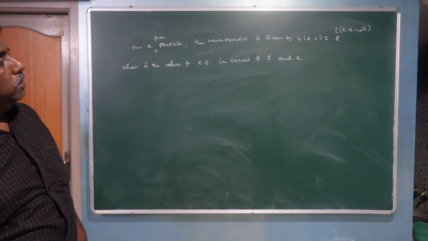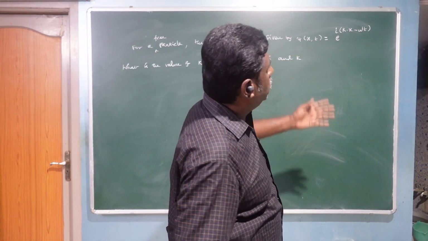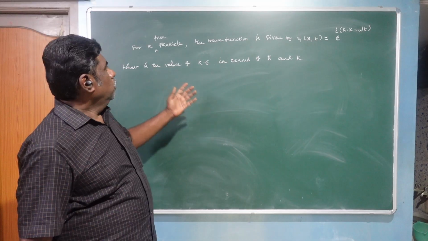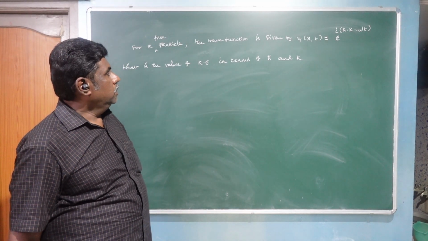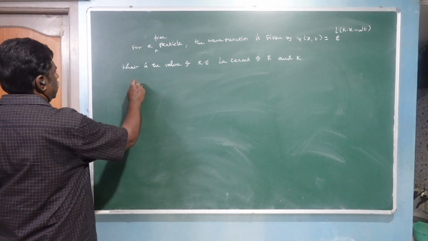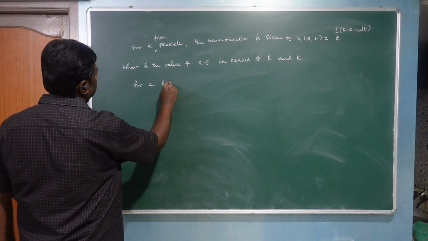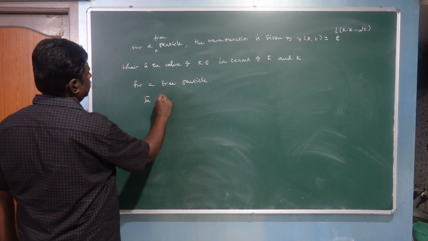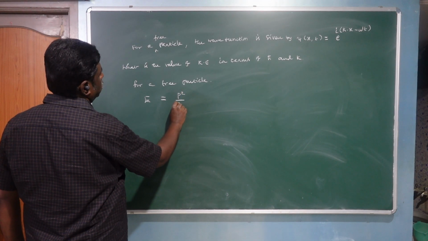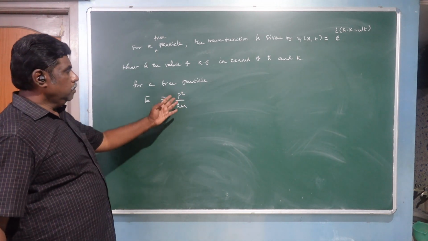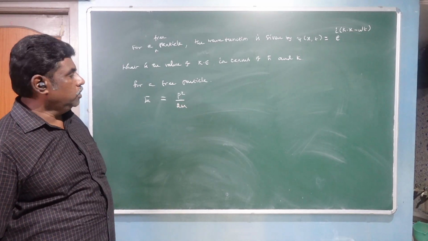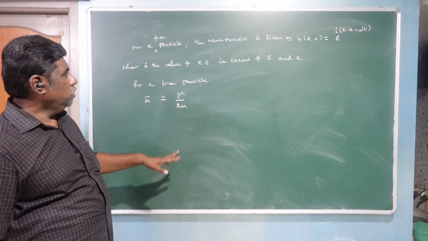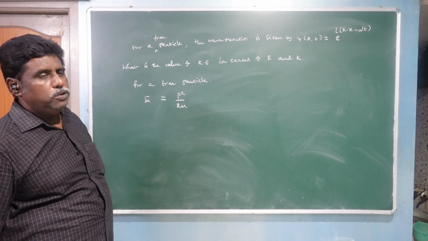Here a wave function is given to you, psi of x comma t, which is equal to e power i into k dot x minus omega t, which is a plane wave equation. For a free particle, the potential energy is 0. For a free particle, the total energy E equal to p square divided by 2m. This is nothing but our kinetic energy, because potential energy is 0. Kinetic energy is half mv square, m square v square by 2m. mv is our p, so p square divided by 2m is the total energy.